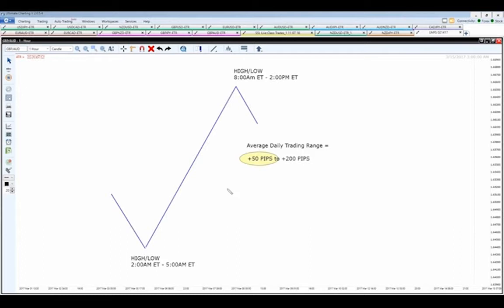But to give you an idea, once again, of how much those pips are worth, if you're trading a micro lot account at 10 cents per pip, you're going to be looking to generate $5 per currency pair per day in profit. My mini lot traders, you're going to be looking to generate about $50 in profit per currency pair per day at $1 per pip. And for my standard lot traders, 50 pips will be worth about $500 per currency pair per day.